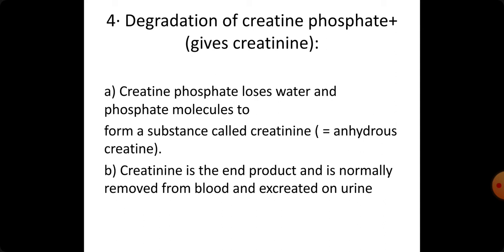This creatine phosphate loses water and a phosphate molecule to form a substance called creatinine, that is anhydrous creatine. Creatinine is the end product and is normally removed from the blood and excreted in urine.